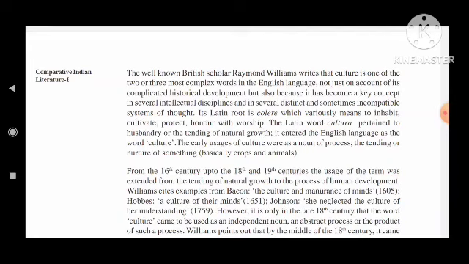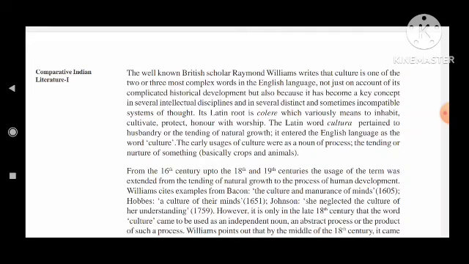Okay, so how do you define culture? Its Latin root is colere, which variously means to inhabit, cultivate, protect, honor, and worship. The Latin word cultura pertained to husbandry or the tending of natural growth. It entered the English language as the word culture.